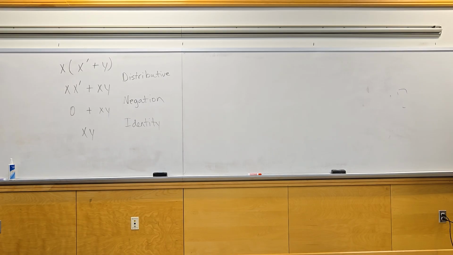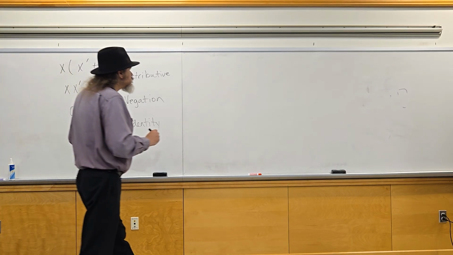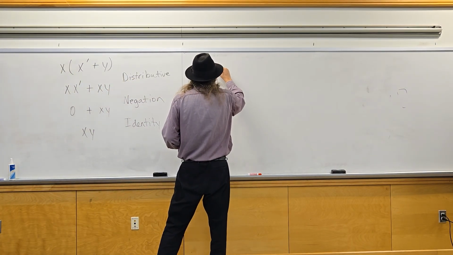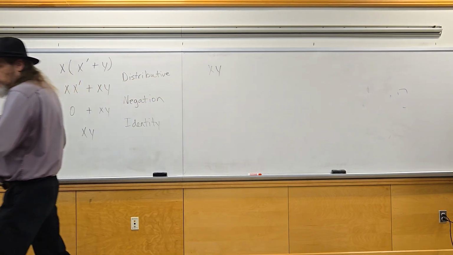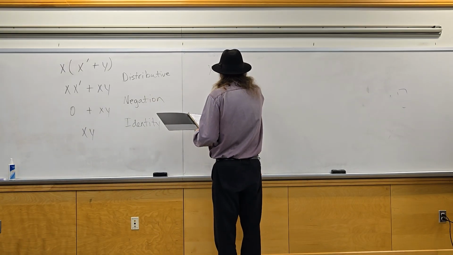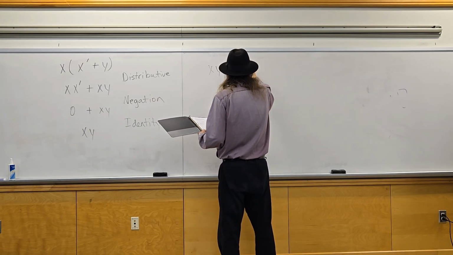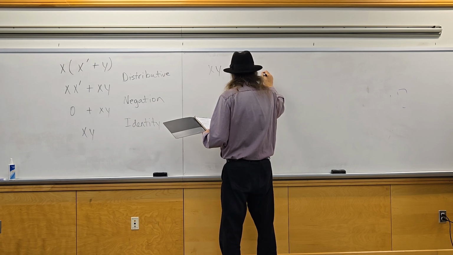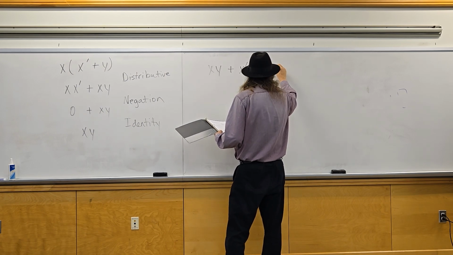Now something a little bit more complex. This is fairly simple and straightforward, just the distributive property and bringing it down a little bit. Something a little bit more complex, with three variables: x y, or x prime z, or y z.